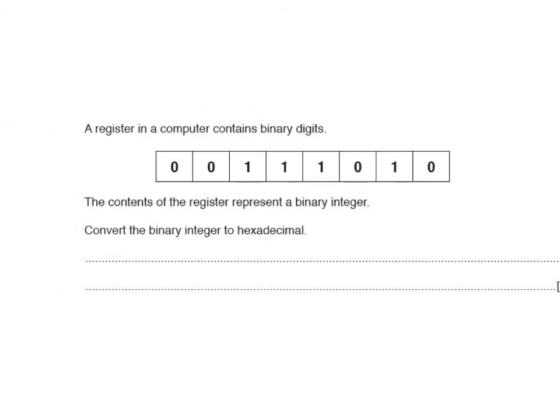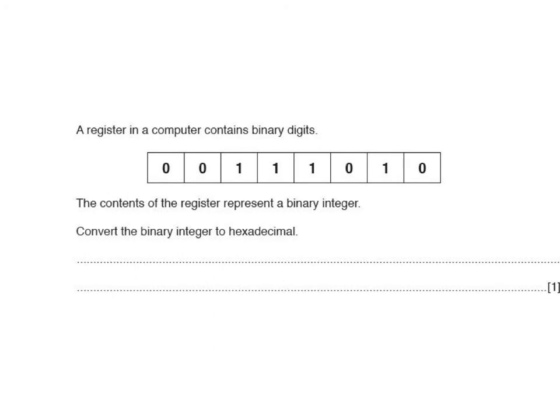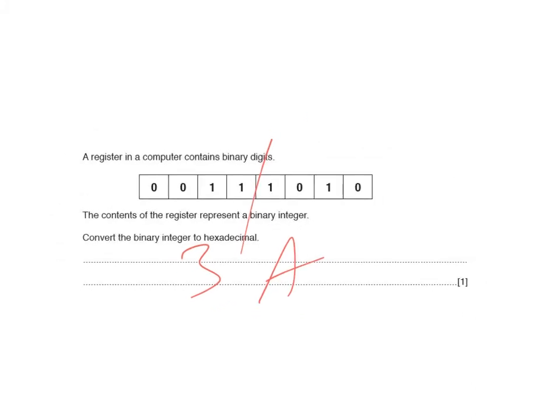Contents of the register represent a binary integer. There we go. Convert the binary integer to hexadecimal. 3, 1, 2, 4, and 8 is 10, 3A. Double check you're getting those correct.